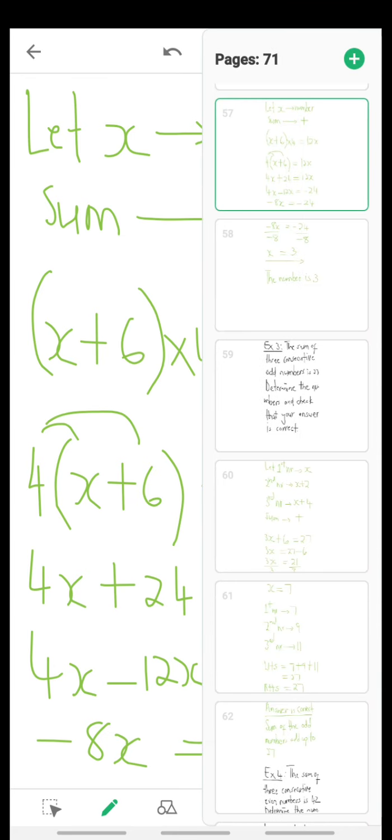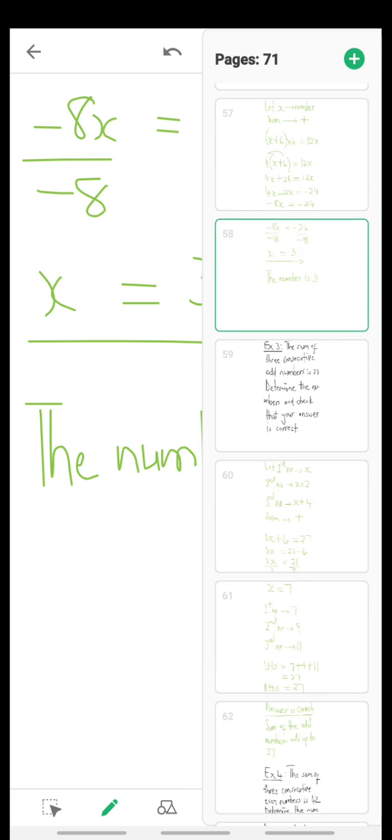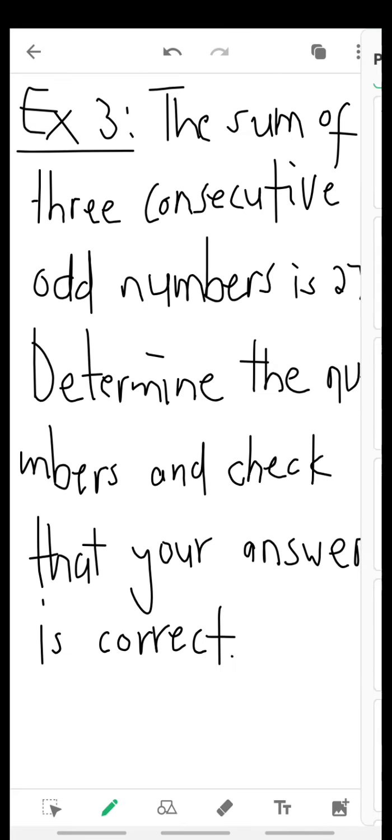Remember this is like minus 8 times x, so we can divide both sides by minus 8. When we do that, minus 8 cancels, I'm left with an x. What you do on the left, you do on the right also. So divide by minus 8, negative, negative, positive. Then 24 divided by 8, the answer is 3. So x will be equals to 3. That means the number will be 3. Okay, very important. Let's go to the third example, real life problems.